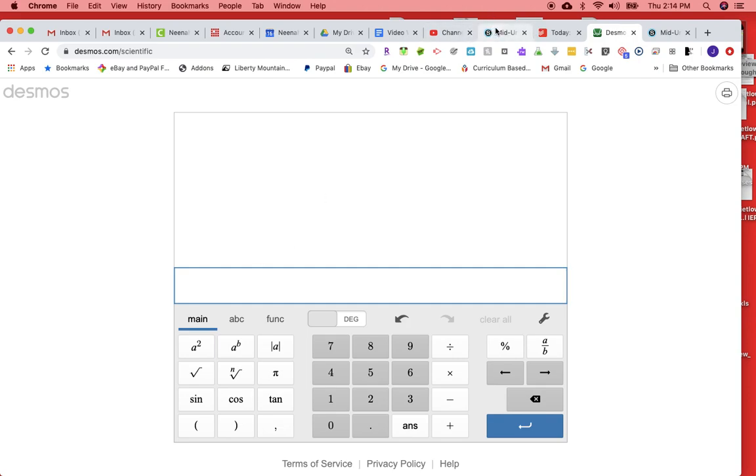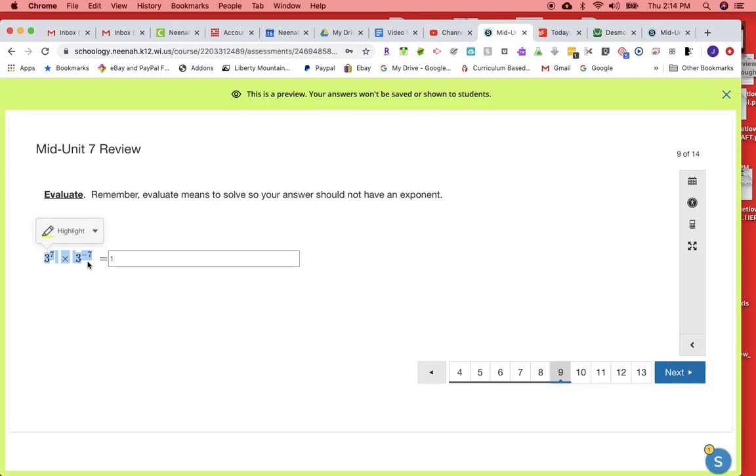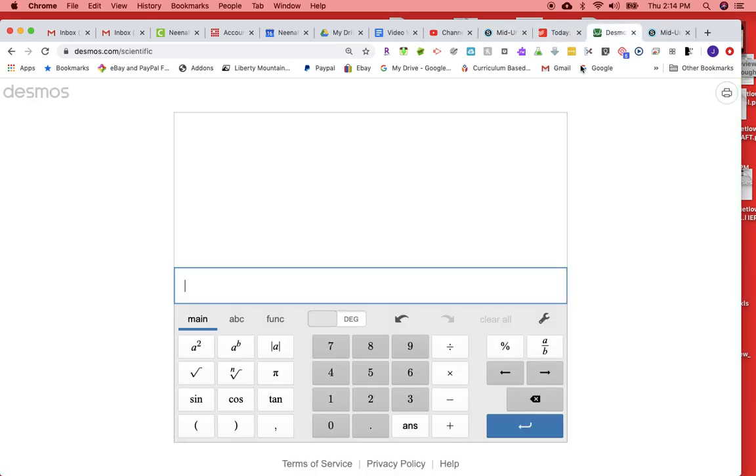Remember, our question was 3 to the 7th times 3 to the negative 7th. When I paste this, it says 37, but this should be 3 to the 7th. So I want to start with this. I'm going to go behind the 7 and delete it. We want to make that 3 to the 7th, so I'm going to keep the 3 and press the A to B button, so that's our exponent, and I want to say that's 7.